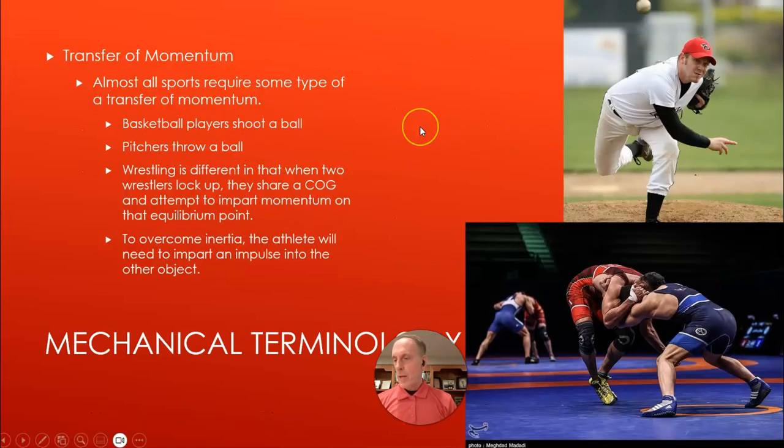Okay, so we look at transfer momentum. With transfer momentum, almost all sports require some type of transfer momentum. Basketball players have to shoot a ball, pitchers have to throw a ball.